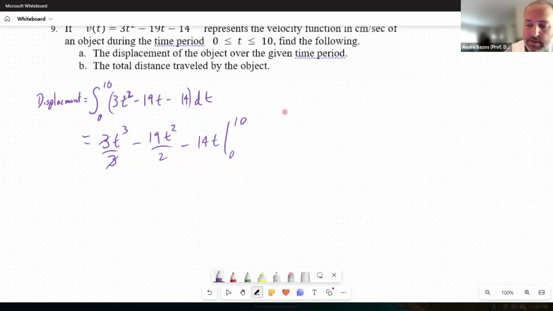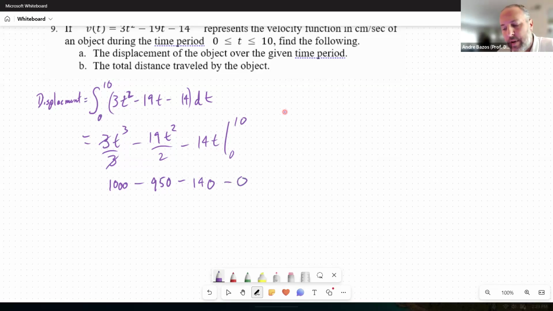All right, it's really easy to plug these in. So 10 to the third power is 10 times 10 times 10, or 1,000, minus 19 times 100 divided by 2. 1900 divided by 2 is 950. I'm doing it in my head, which is never a safe bet, and then if I plug in 0, I'm subtracting 0. So we just have this really.